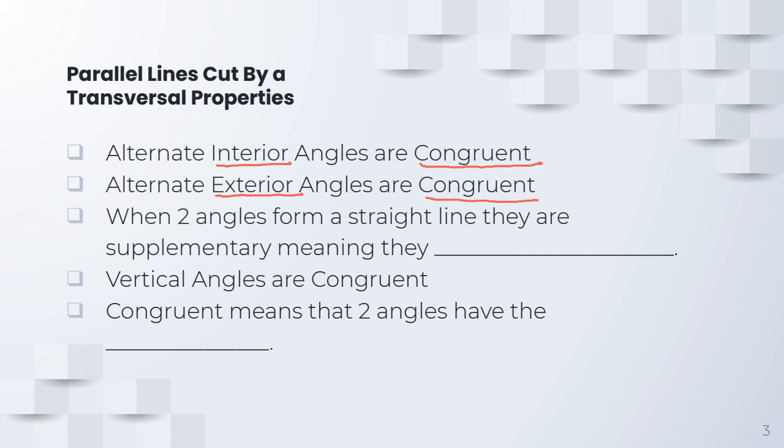And then when two angles form a straight line, they are supplementary, meaning they add up to 180 degrees. So supplementary means that two angles add up to 180 degrees and straight lines are 180 degrees. So vertical angles are also congruent. And just in case you forgot, congruent means that two angles have the same measurement.